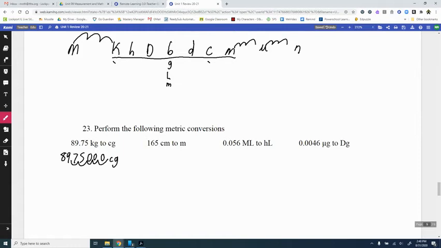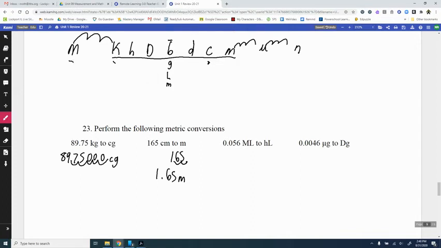Okay, next, centimeters to meters. Again, we have to find centimeters, which is right there. We have to find meters, which is the base unit. So we only have to go 1, 2 places. So we're going 2 places to the left. So 165, the decimal's right here. We go 1, 2 places to the left. Our new number is 1.65 meters.